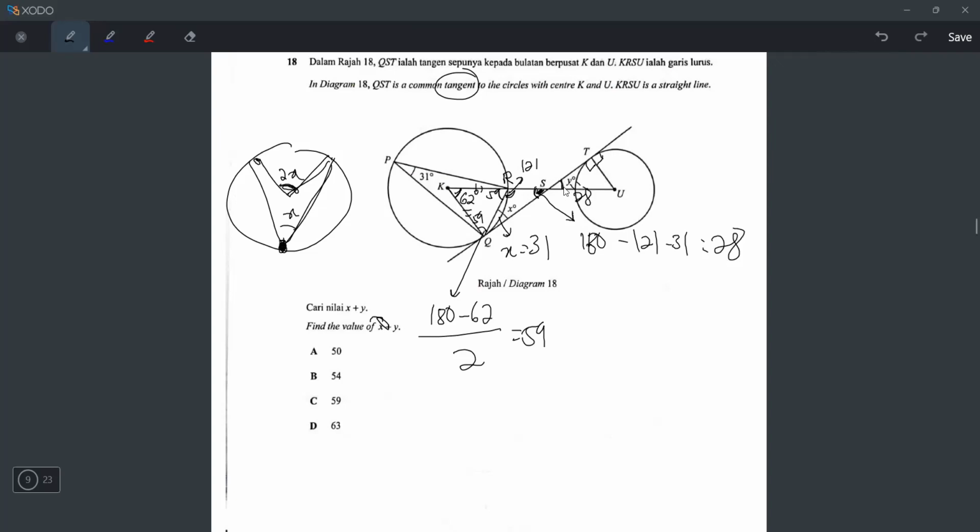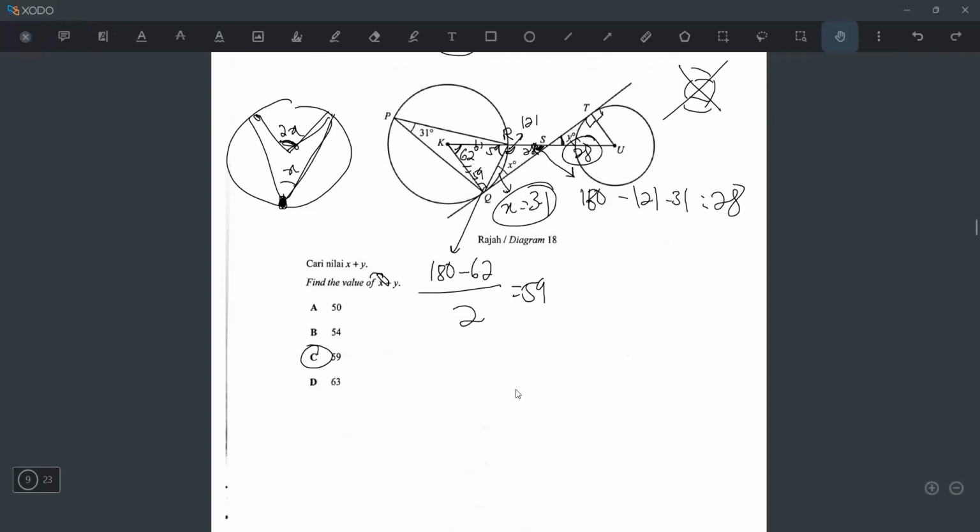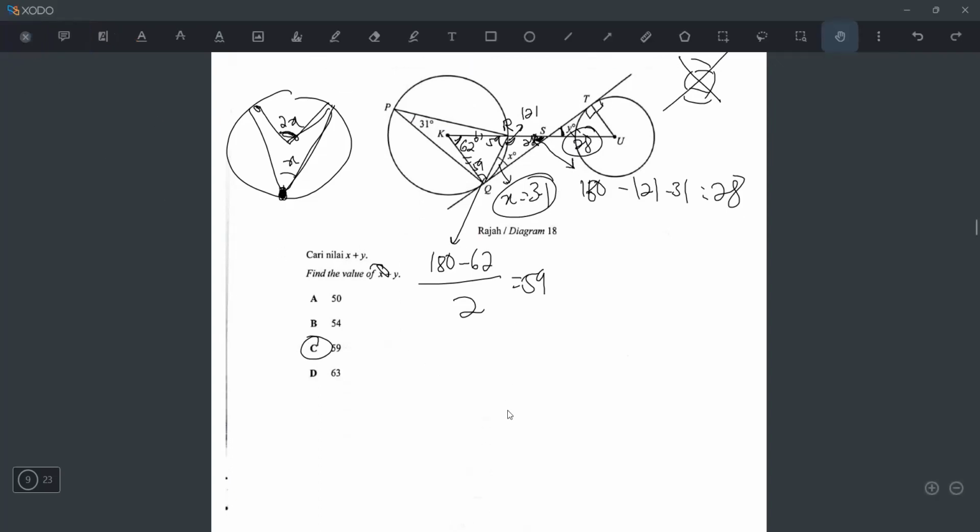Okay, why this angle and this angle are the same is because if I have a cross like this, this angle and this angle are the same, this angle and this angle are the same. Okay, you should know that. Okay, so Y is 28, X is 31. Now you just combine them together. 31 plus 28, 59. That's the answer. Because they want X plus Y, right? So you have to add them together. The X is 31 plus 28.